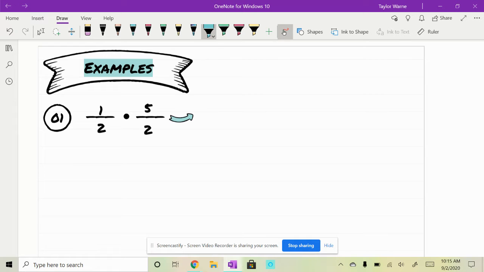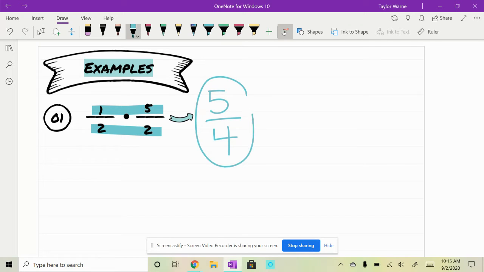Okay, so again, 1 divided by 2 times 5 divided by 2. So we're going to multiply our numerators together. So our numerators are our top numbers, 1 and 5. So 1 times 5 is 5. And then we multiply our denominators, which are 2 times 2, which gives me 4. Now we would check to see if we can simplify 5 divided by 4 at all. And the answer in this case is no, and we are going to leave it as is.